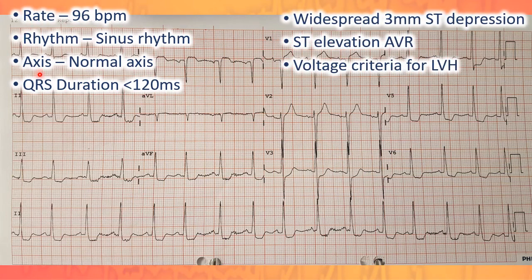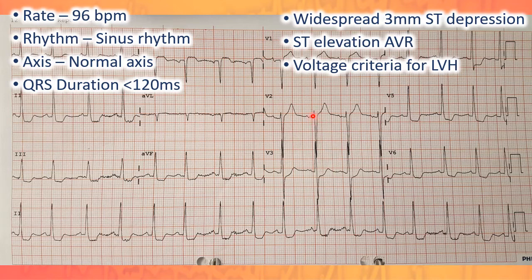So the standard ECG parameters are here. I hope you went on to spot the widespread 3 millimeters of extensive ST depression, which is spread throughout the inferior, lateral, and even some of the anterior leads.